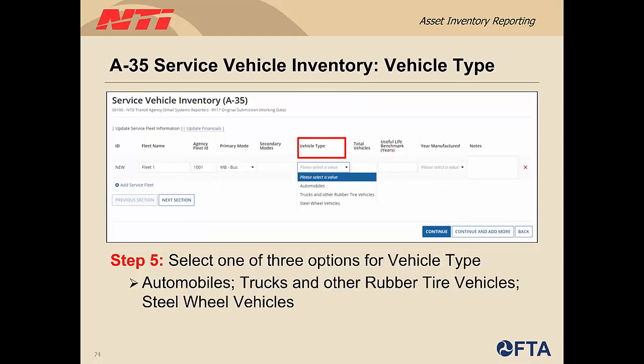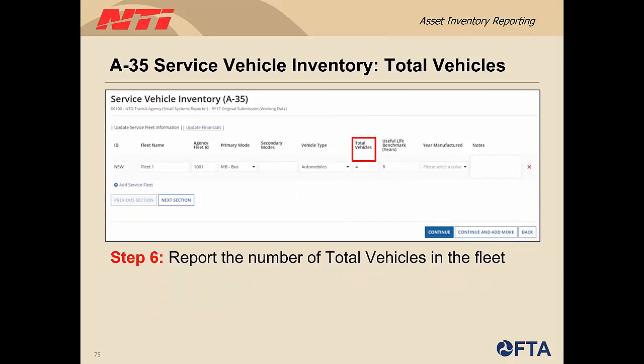Now you will select the vehicle type. There are the 3 options that we just reviewed a couple slides ago. So we have automobiles, trucks and other rubber tire vehicles, and steel wheel vehicles. If you're unsure of which one to select, you can always feel free to contact your analyst for guidance. Once you have selected the vehicle type, now you will enter the total number of vehicles for that particular fleet.